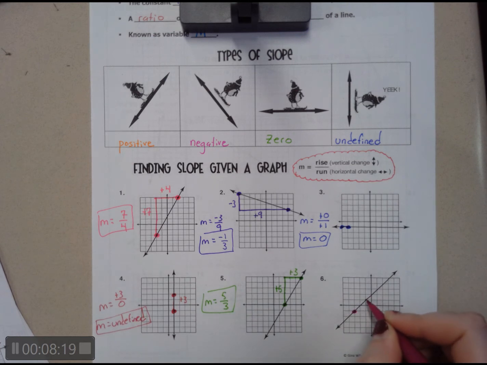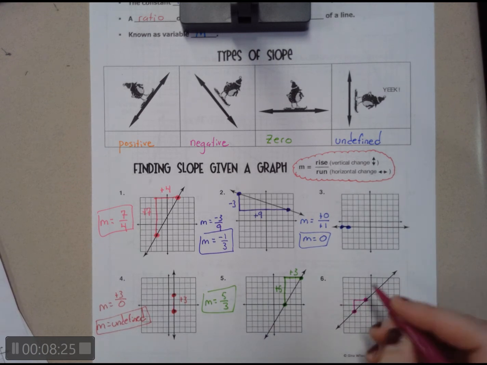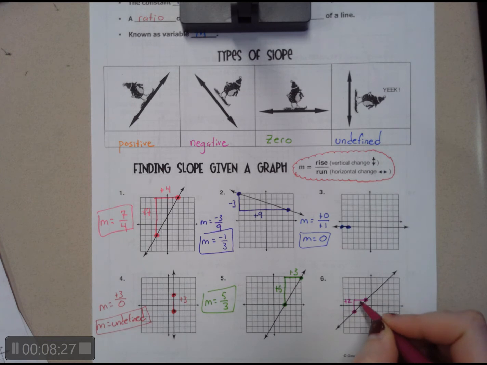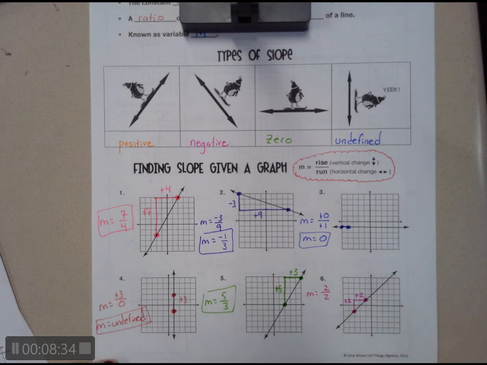This one is also a positive slope. Okay, so we are going to count up 1, 2, and then over 1, 2. So then my slope is going to be 2 over 2, and that will simplify to 1. And that's going to be our answer. Okay?